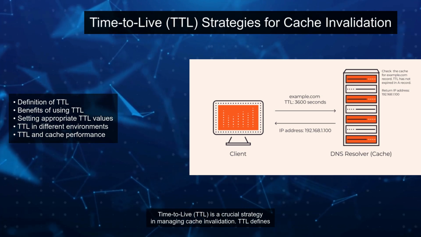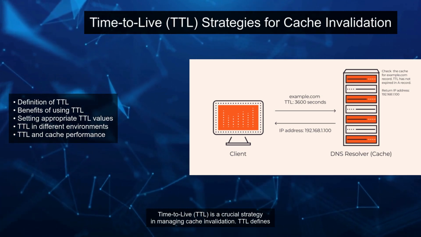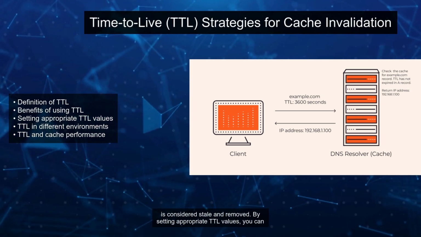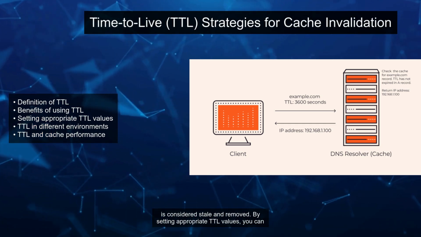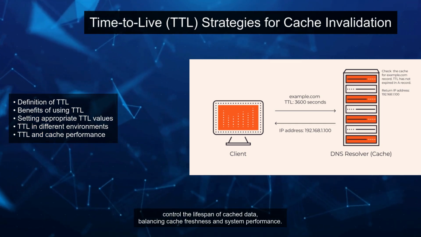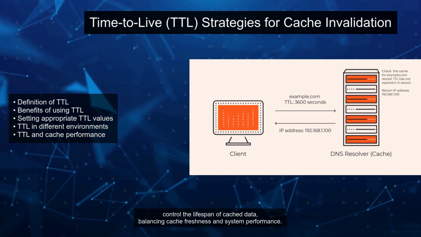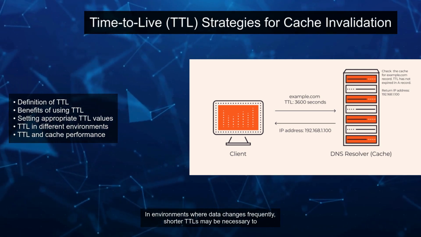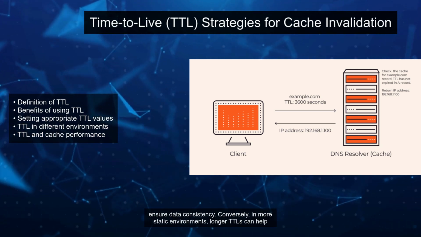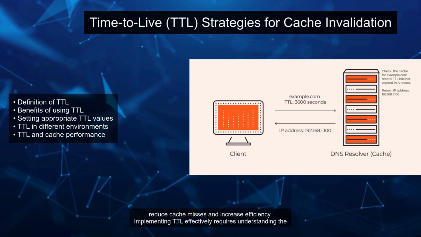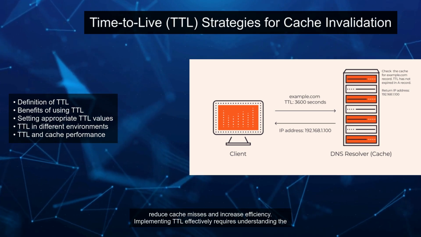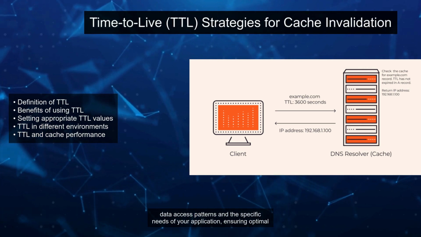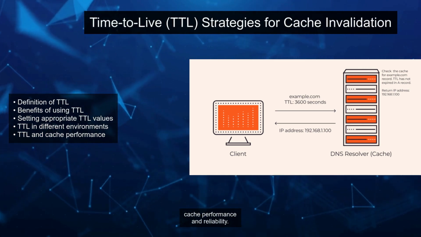Time to live, TTL, is a crucial strategy in managing cache invalidation. TTL defines the duration for which data should remain in the cache before it is considered stale and removed. By setting appropriate TTL values, you can control the lifespan of cache data, balancing cache freshness and system performance. In environments where data changes frequently, shorter TTLs may be necessary to ensure data consistency. Conversely, in more static environments, longer TTLs can help reduce cache misses and increase efficiency. Implementing TTL effectively requires understanding the data access patterns and the specific needs of your application, ensuring optimal cache performance and reliability.